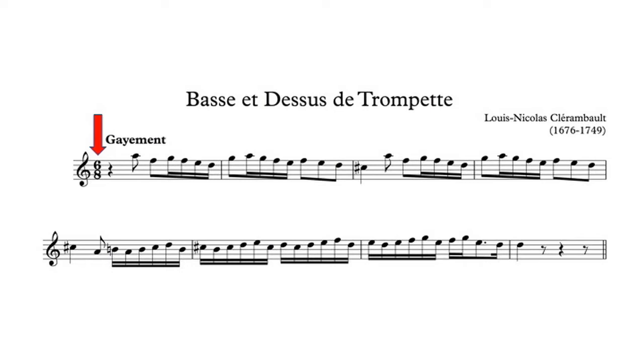So I'm now going to take a look at other features. I don't see any dynamic markings or articulation markings. I do see a style marking, gaiement, which probably means something like gaily, with happiness, with joy, something like that. I would want to look that up if I had the opportunity in a professional situation.